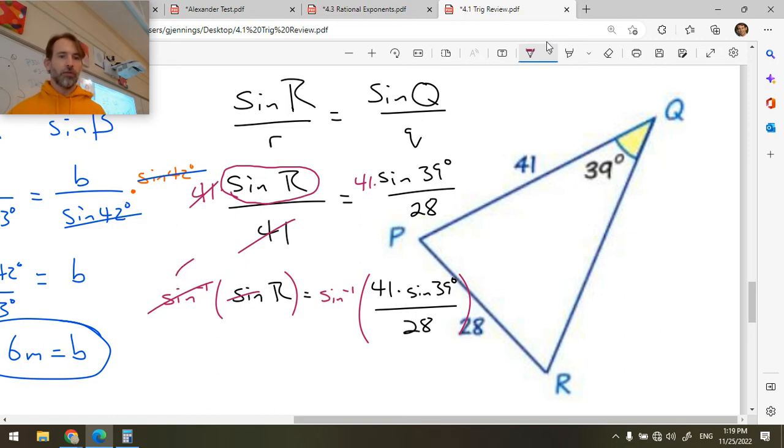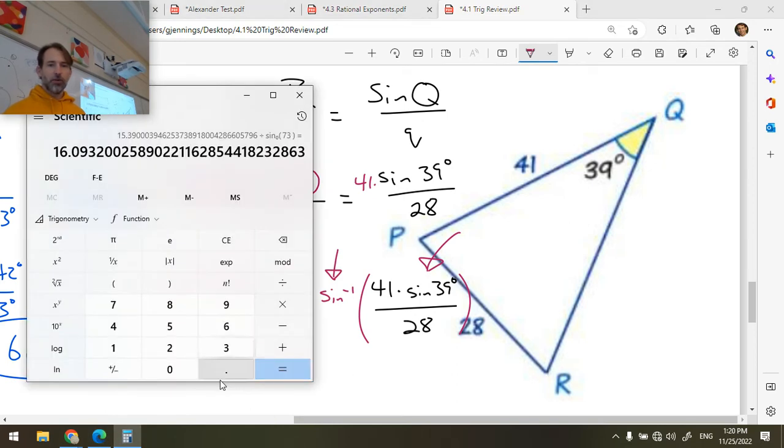Cancels, because we're inverting the effect of sine, so those go away, and that isolates r. That's how you get r is equal to all this stuff, and this is what we're going to punch on the calculator. First, let's evaluate that, and then we'll take the sine inverse of it. So this is how it will look.